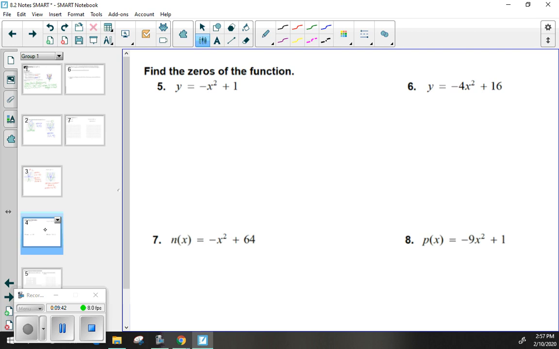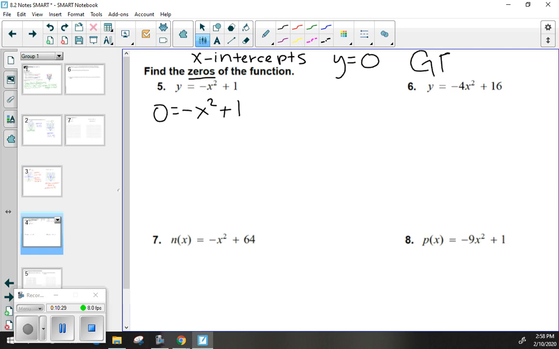All right, number 5. This should be pretty familiar to everybody. We are going to find the x-intercepts, which is the same thing as finding the zeros. So that means when we're finding the zeros, we are looking for when y equals 0. We want to know when that graph is crossing the x-axis. So the first thing we're going to do is set that equal to 0. And if we didn't say it enough times in the last unit, we are going to check for our GCF. In this case, there is a GCF of -1.